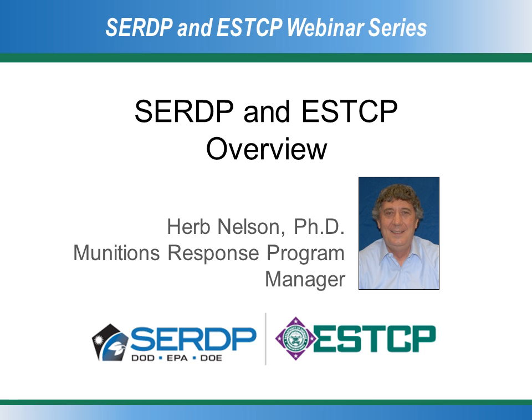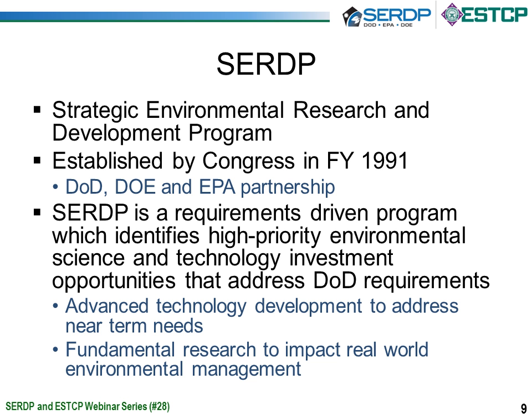So we are two programs, as you see from that slide. SERDP, which is the Strategic Environmental Research and Development Program, is a long-running program established by Congress years ago that is a partnership between DOD, DOE, and EPA. It is the research and development part of the program, the pair. And as you see on the last two sub-bullets on this slide, advanced technology development to address near-term needs, in addition to fundamental research that we work on to impact DOD environmental management problems.